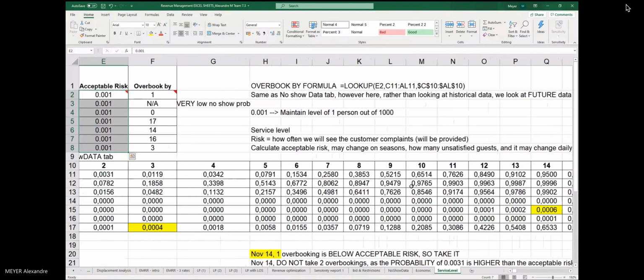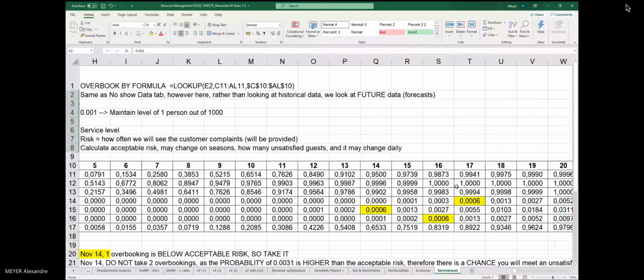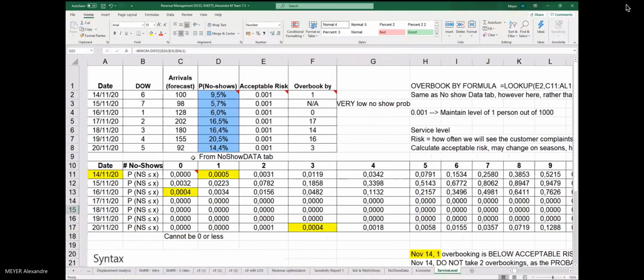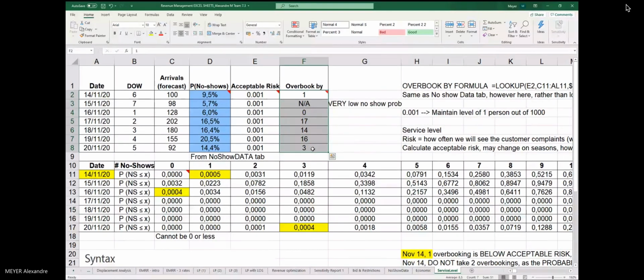So again, here you can see 3 more examples where, wherever it's highlighted is the amount you're going to book, because again, the next overbooking value will actually exceed the acceptable risk. See, here it's actually 1.3 out of 1,000, not 1. So because it exceeds, you will not overbook by 15, you will overbook by 14. And this is a way to be able to determine how many rooms you will overbook from a service level perspective, not directly from an economic perspective.